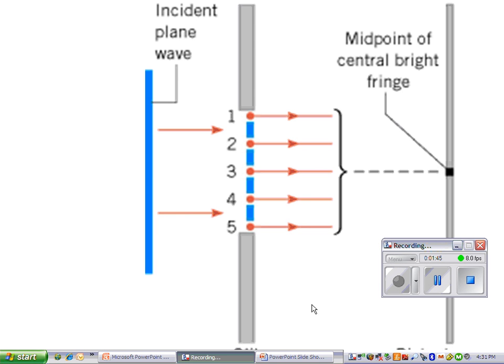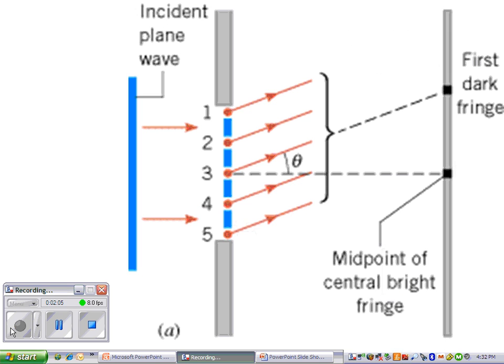So here we have an example of a wave coming into a single slit. According to Huygens principle, areas 1, 2, 3, 4, and 5 act as little wavelets. Right here you get the midpoint of the central bright fringe. This is where the central maximum is. It's very wide. And now what you get is your first dark fringe area. These wavelets all come together and interfere destructively at this point.